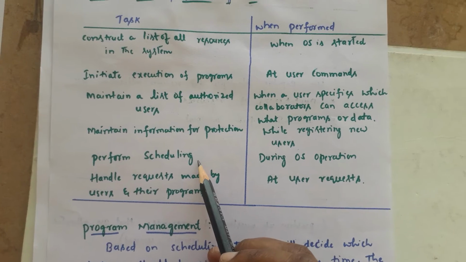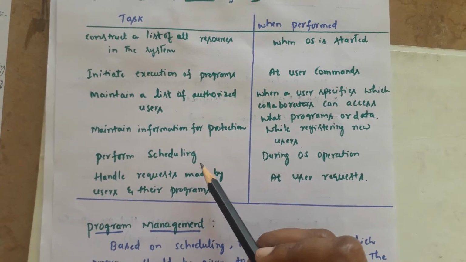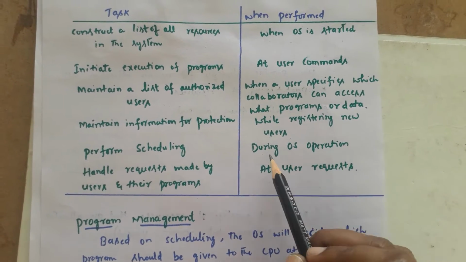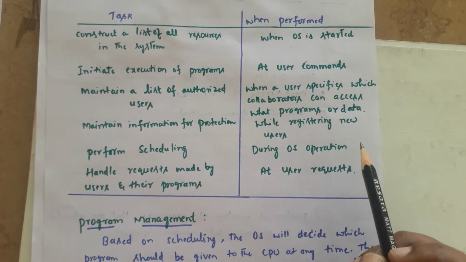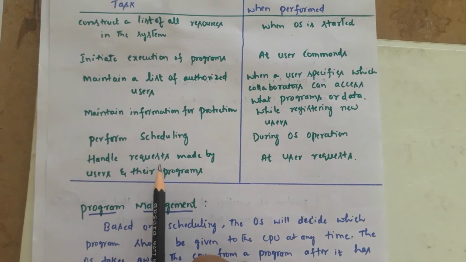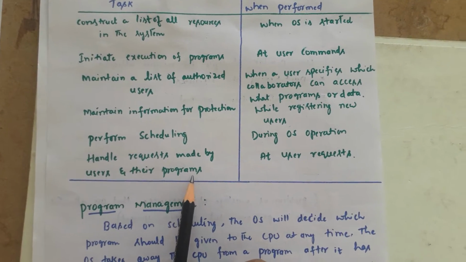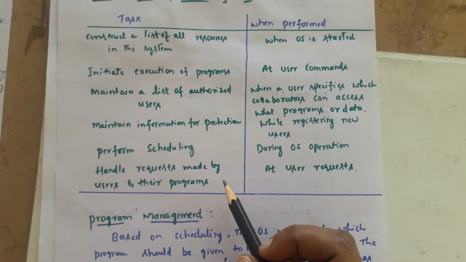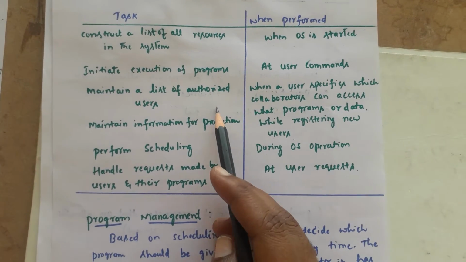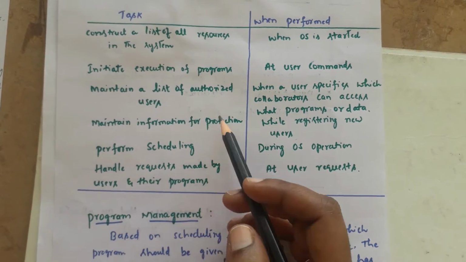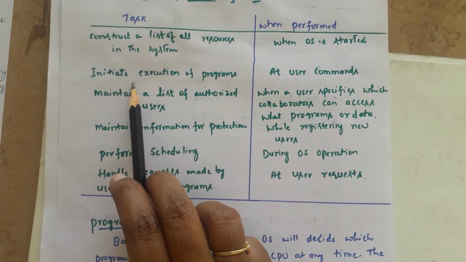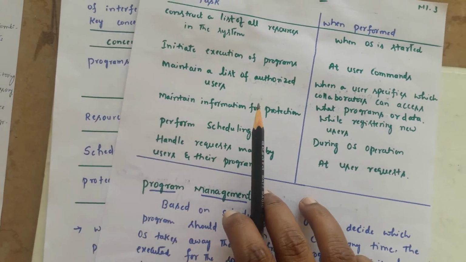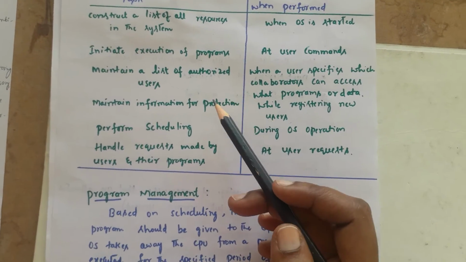Scheduling is one of the tasks which decides where you have to give your CPU, to which program and for how long, during your OS operation. It also has to handle requests made by users and their programs. In general, it has to maintain a list of all the resources, maintain a list of authorized users, perform scheduling, check the initiation and termination of programs, and handle requests made by the user. These are all the basic tasks which have to be performed by an operating system.